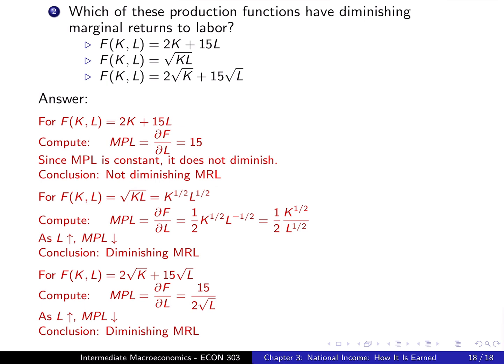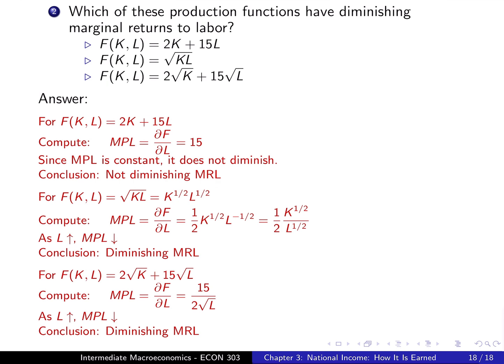Example 2. Function f(K, L) equals the square root of KL, or we can write it as K to the exponent 1/2 times L to the exponent 1/2. Compute MPL, that is the partial derivative of f with respect to labor, which equals 1/2 times K to the exponent 1/2 times L to the exponent negative 1/2, that equals 1/2 times K to the exponent 1/2 divided by L to the exponent 1/2. As L increases, MPL decreases. The conclusion is diminishing marginal returns to labor.